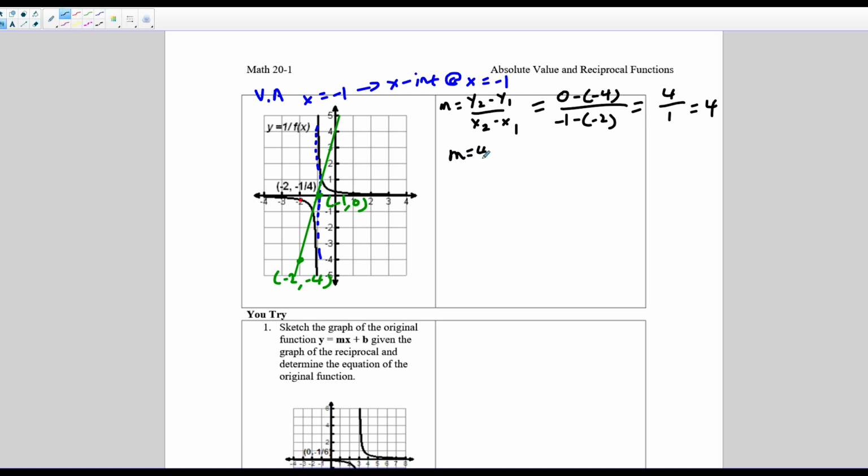M is equal to 4. So our slope is 4. And we're going to use the formula y is equal to mx plus b to help us algebraically confirm that our y-intercept, or b value, should be 4.